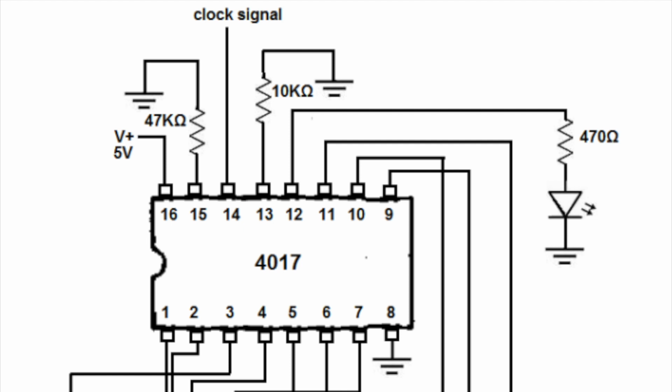The next stage is the decade counter 4017 special operation chip. This chip takes the clock signal from the previous circuit and changes it into 10 outputs, 9 normal outputs and 1 carry out output that is active for 5 out of 10 clock pulses. This can be used in combination with other chips to increase counting range.